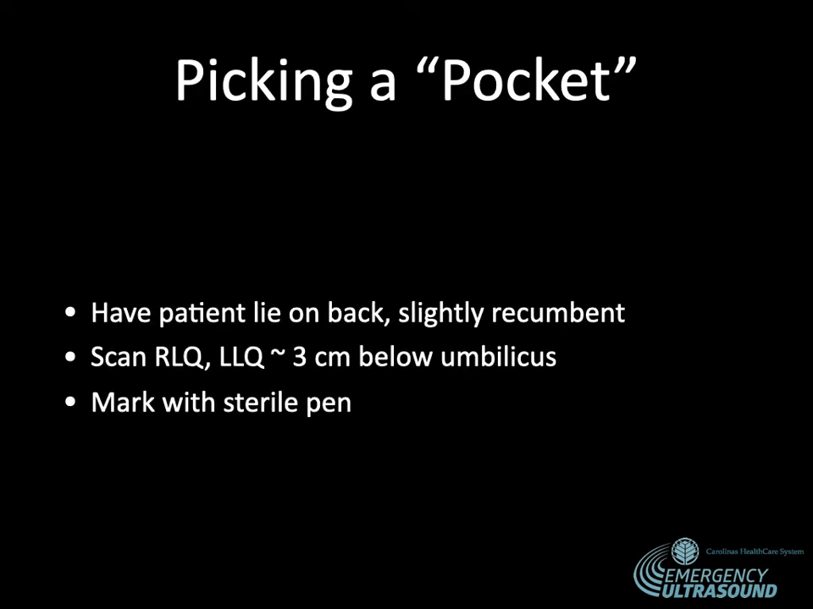So when I first go to pick a pocket, I'm going to have the patient lie on their back, slightly recumbent. They can be sitting up at an angle, almost like they're in a beach chair. I'm going to scan the right and the left lower quadrant about 3 centimeters below the umbilicus. I also want to make sure that I'm paying special attention to the skin and soft tissue as to avoid any puncture of the inferior epigastric arteries or any engorged superficial veins. Then I'm going to mark with a sterile pen, or I'm going to put on my sterile ultrasound probe cover, in order to do it truly ultrasound guided.